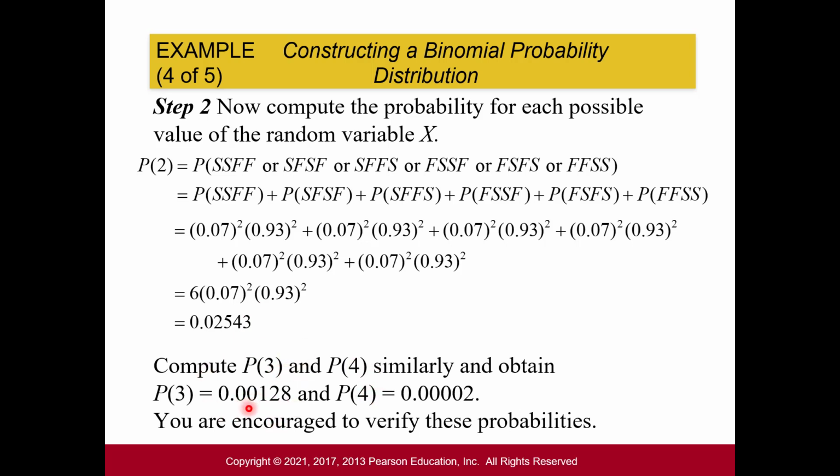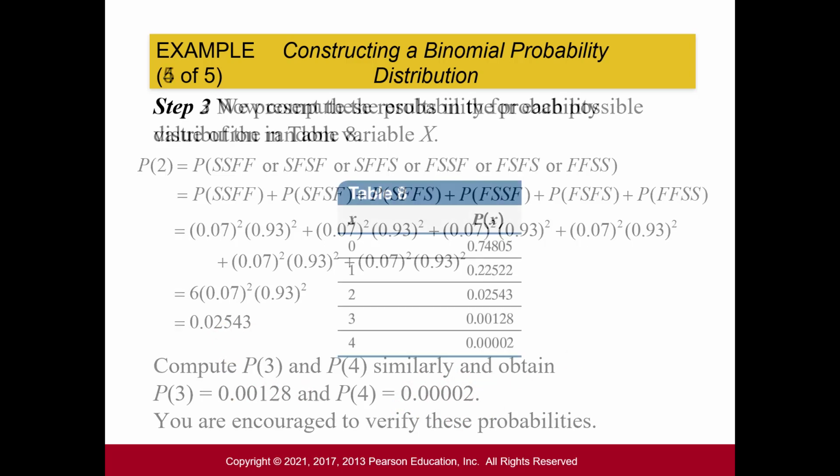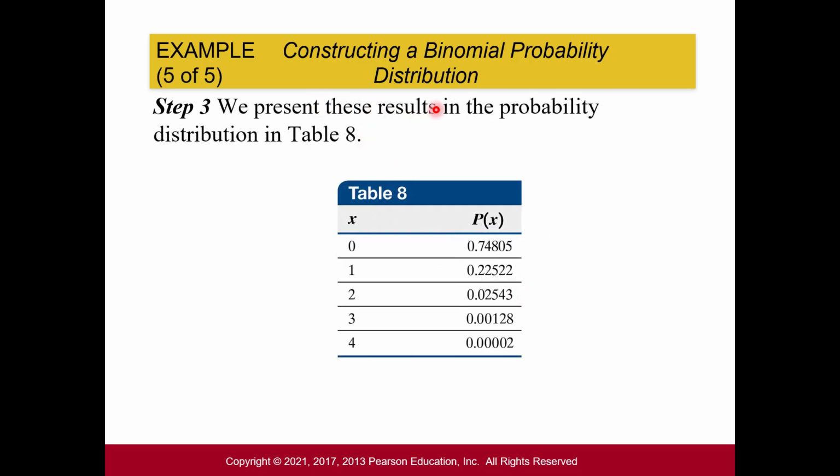outcomes. So the probability of 3 successes is 0.00128, and the probability of 4 successes is 0.00002. And so notice the number is actually pretty small for the probability of 4 successes compared to some of our other numbers. And so we're going to represent these results in our probability distribution table. So we talked about this, but remember, for it to be called a probability distribution, it has to have the values of your random variable also listed with their probabilities.